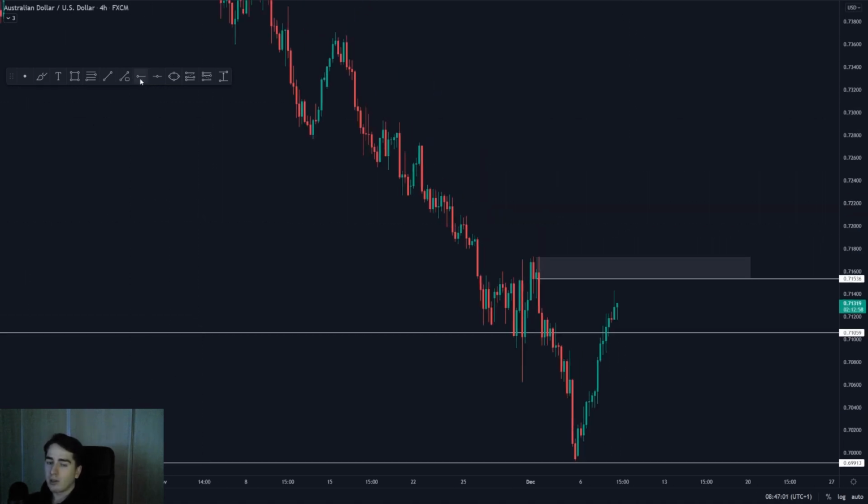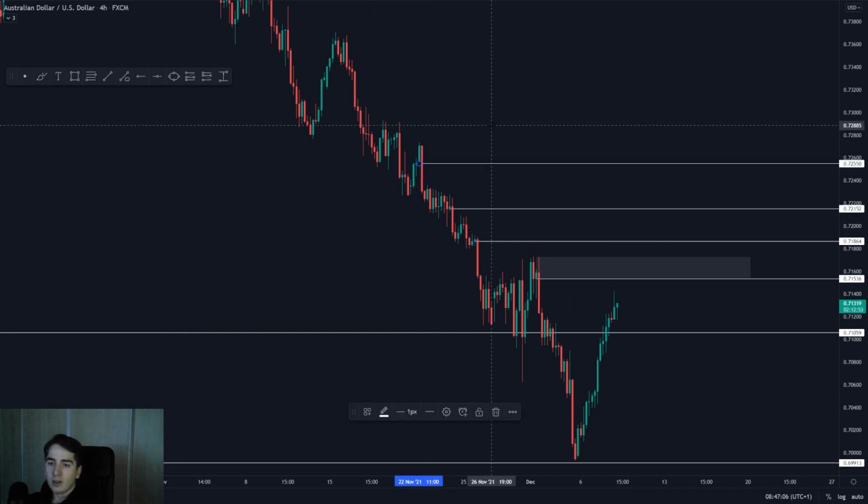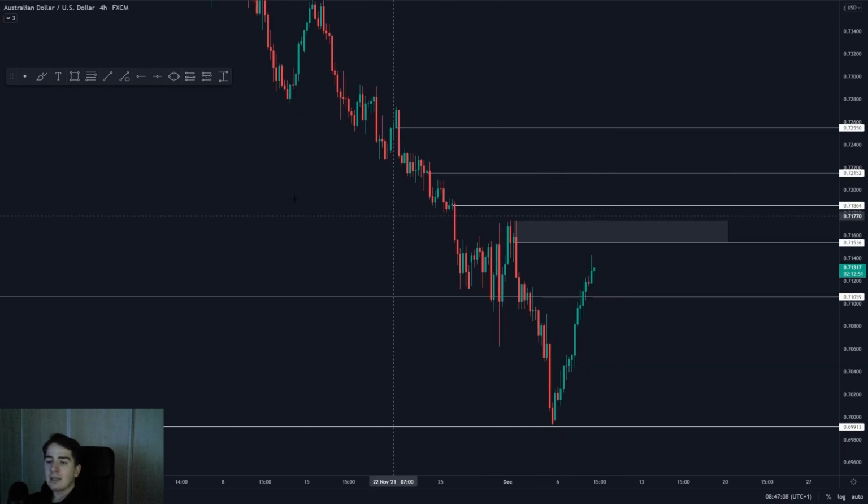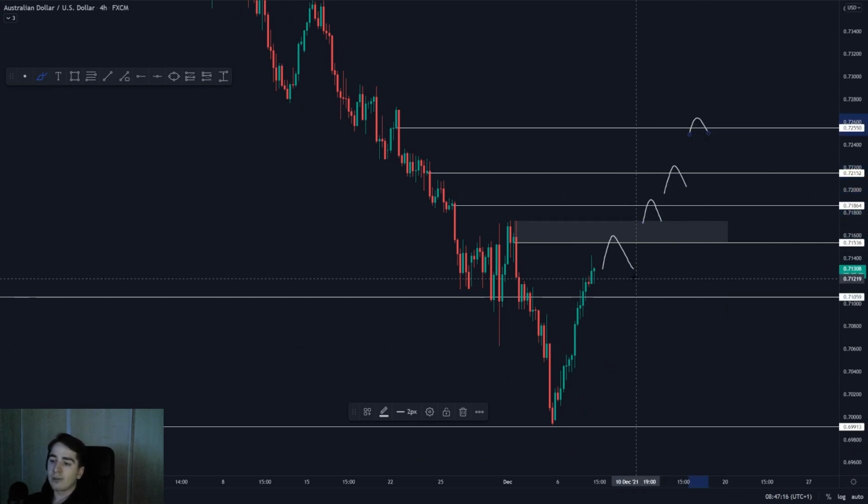After that, we have multiple levels of supply, for instance over here, over here, over here, lots of untouched areas of supply. So if we do not see a reaction and we do not form resistance at this one, then I'll be looking for shorts from over here, from over here, or from over here. It all depends on the reaction that we get.